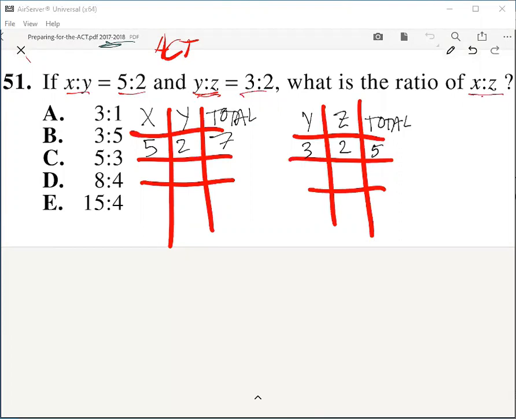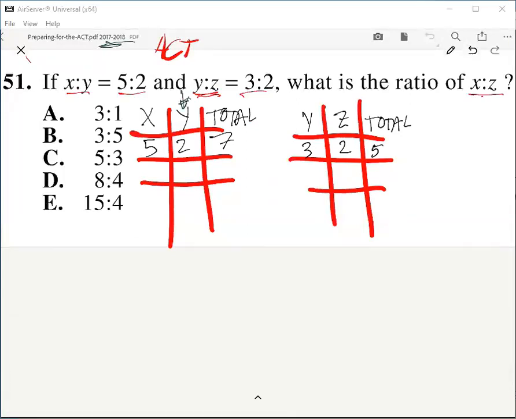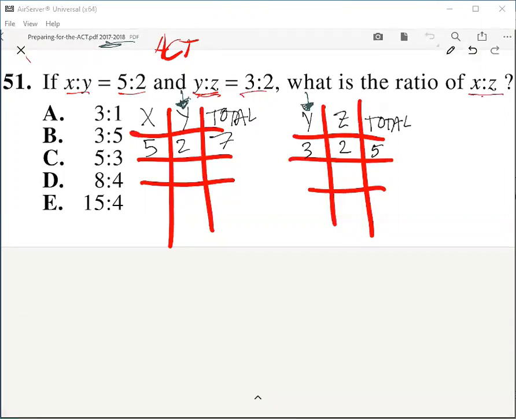Now, it would be nice if we could get this column and this column that has the y's in it equal. And the way that we're going to do that is we're going to multiply. We'll use purple. So we're going to multiply this by 3. Everything is going to get multiplied by 3. So this is going to be 15. This is going to be 6. And this is going to be 21.